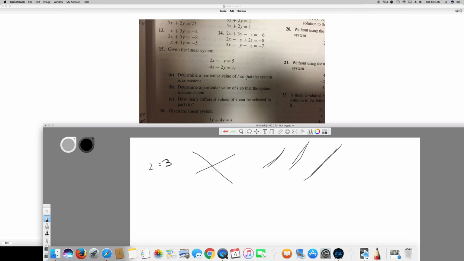So for this one, even if x is 0, y is 0, the t can be 0, inconsistent. So it can be, this is a little bit trickiest one.